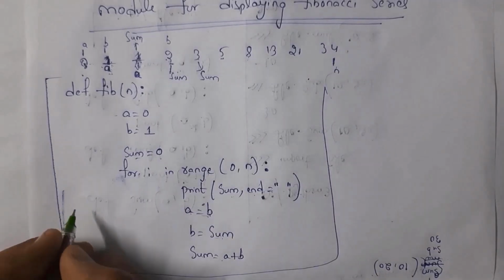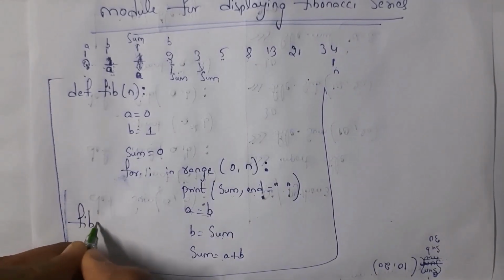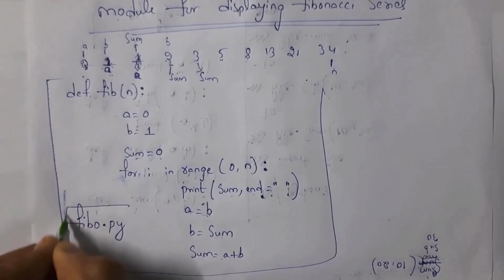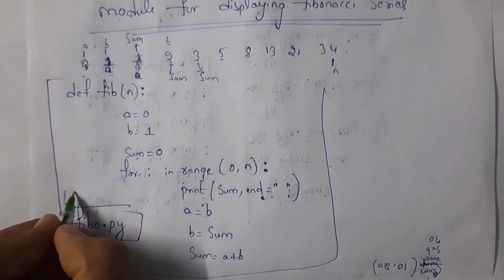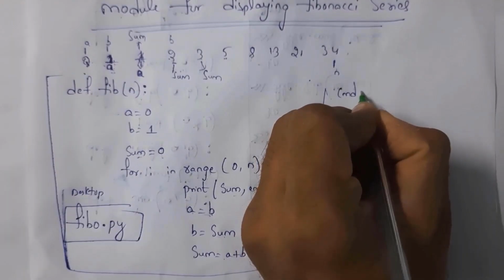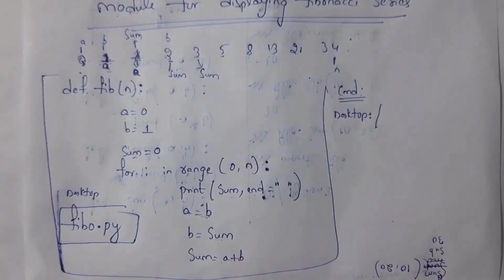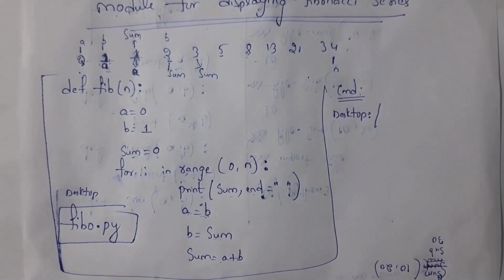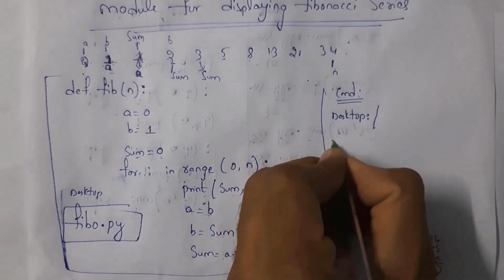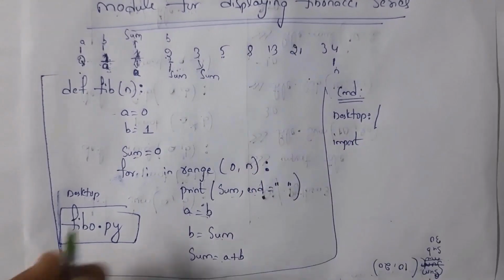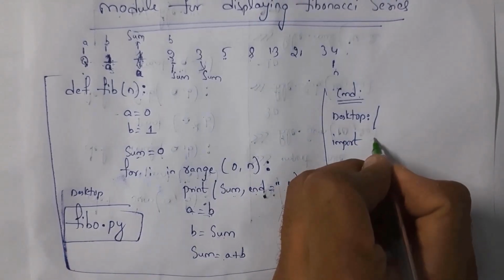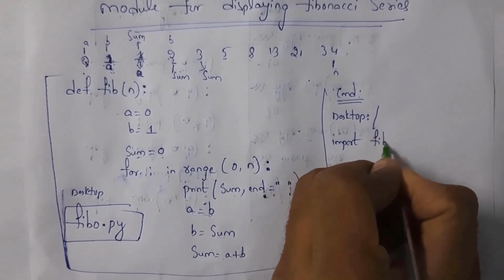I am giving this module name as fibo. fibo.py is nothing but the module name and I am saving this file on the desktop. So open command prompt in the desktop location. Now you need to import this module. As I already said before, by using the import keyword we can import any module. So just write here import and the module name is fibo.py. Don't write .py, just write here fibo and click enter.